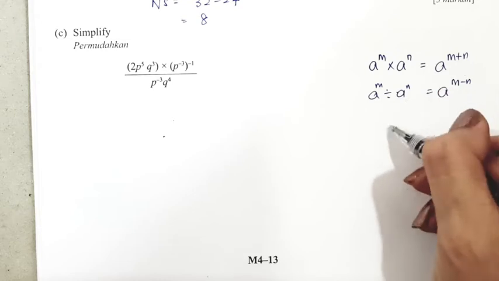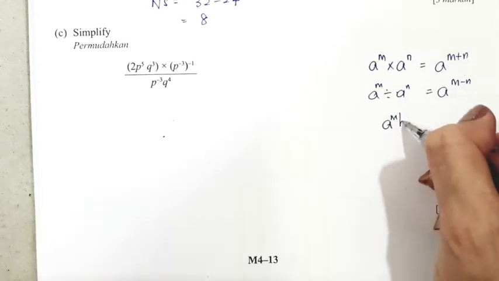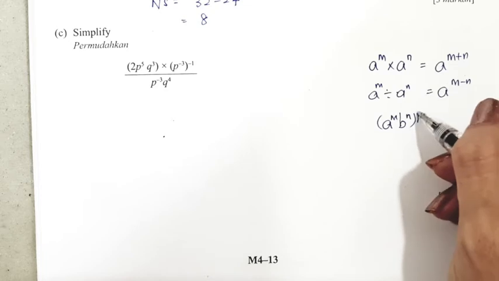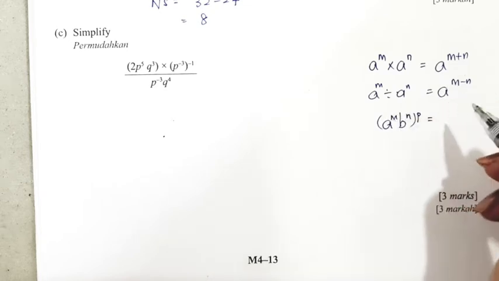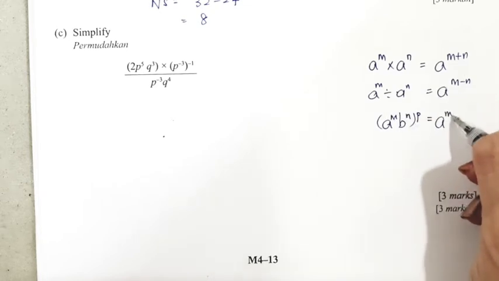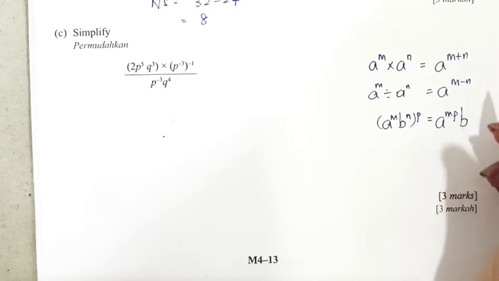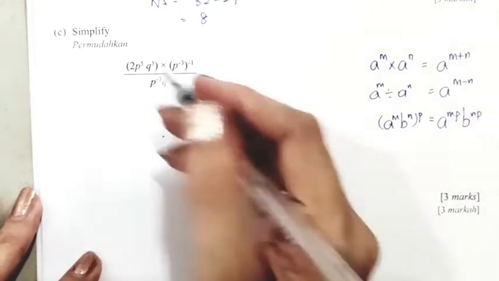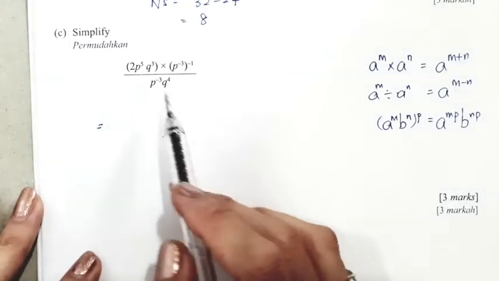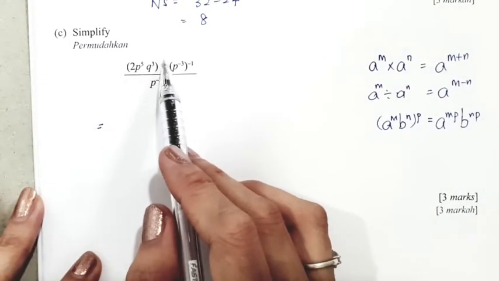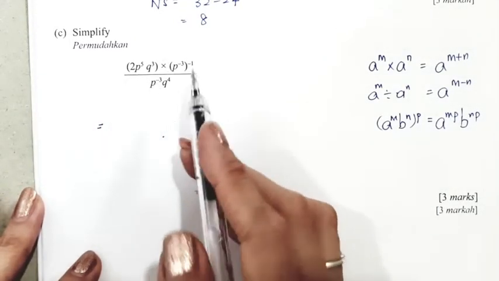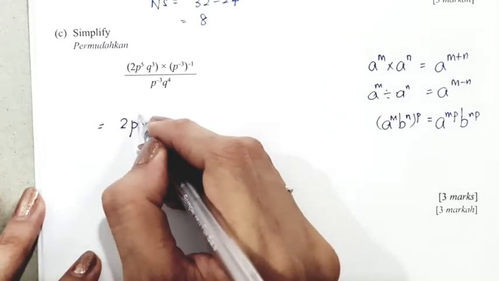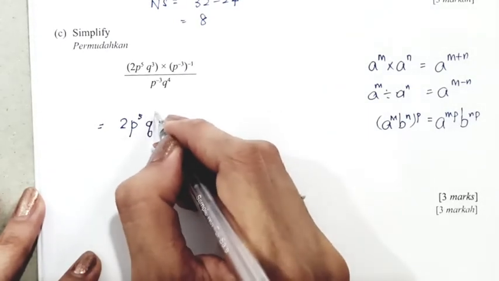And if you have a to the power of m, b to the power of n, and both raised to the power of p, we should multiply the power into each and every item: a to the power of mp, b to the power of np. So based on this, we shall solve this one. For this bracket, there's nothing outside, so we can just open the bracket without any issue. 2p raised to the power of 5, q raised to the power of 3.